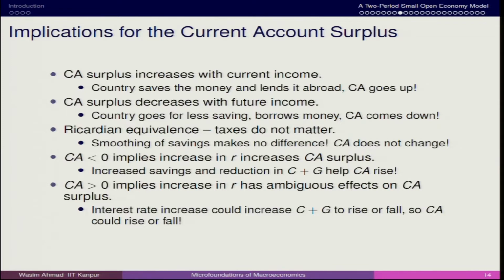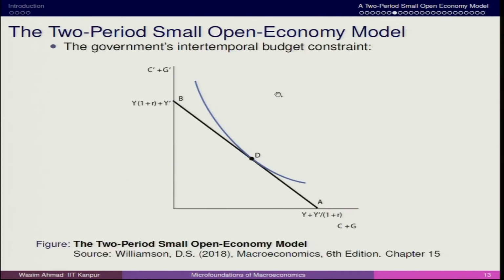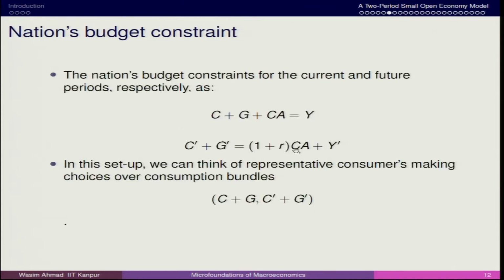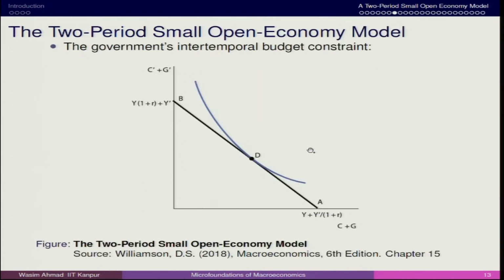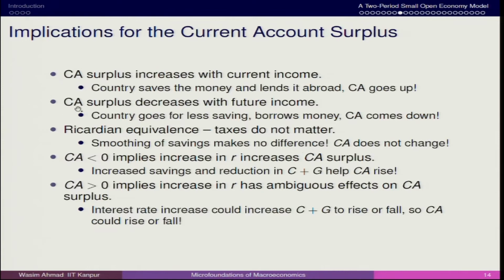So, overall your current account surplus, your saving, is further going to go up, and this is coming from the fact that 1 plus R CA is going to add up. So, in the future period you are expected to get more. So, this is how it implies here. CA surplus decreases with future income.